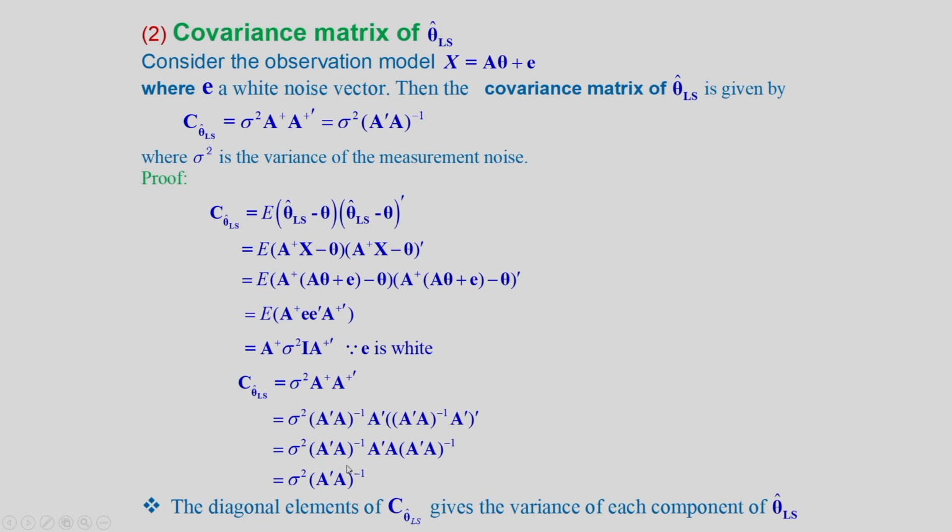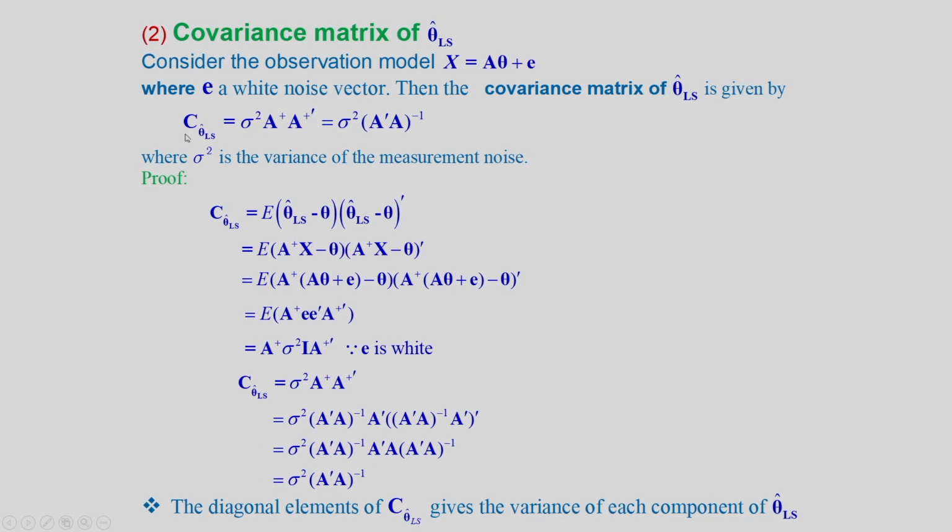And if we carry out the algebra, we will get this term A transpose A into (A transpose A) inverse, that will become the identity matrix. Therefore, what we will have is sigma square times (A transpose A) whole inverse. So, this is the covariance matrix of the LS estimator. Thus, we have proved that C theta LS hat is equal to sigma square times pseudo inverse of A into pseudo inverse of A transpose, which is equal to sigma square times (A transpose A) whole inverse.